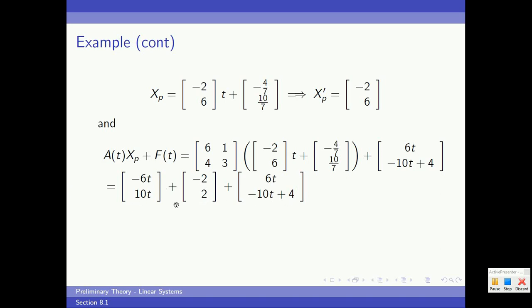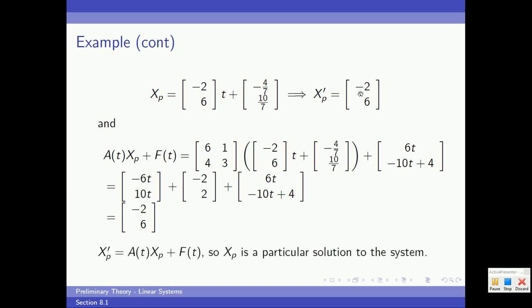So now if I add this together, here I have a negative 6t minus 2 plus 6t. The 6t's cancel and I'm just left with negative 2. The bottom one I have 10t plus 2 minus 10t plus 4. The 10t and negative 10t cancel, and so 2 plus 4 gives me 6. I get the exact same thing from my right hand side as I got on my left hand side, so it's a solution.